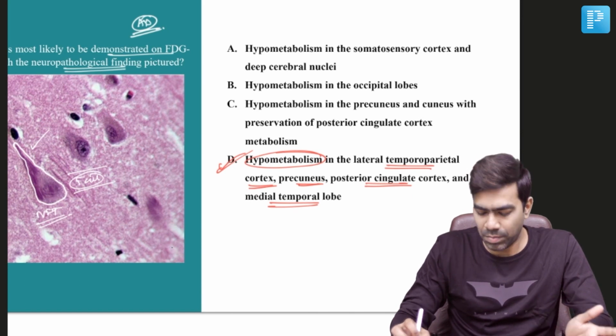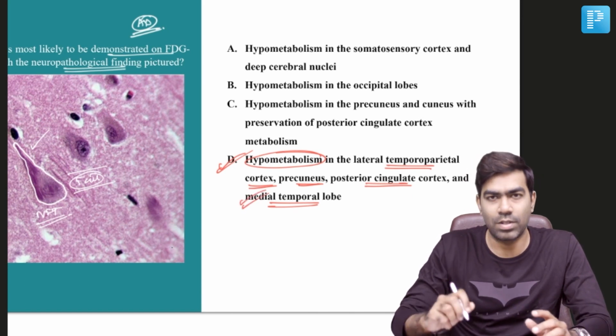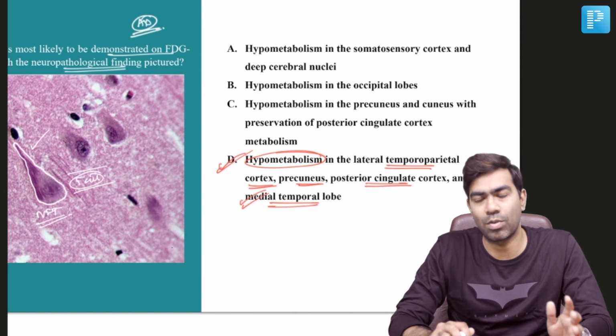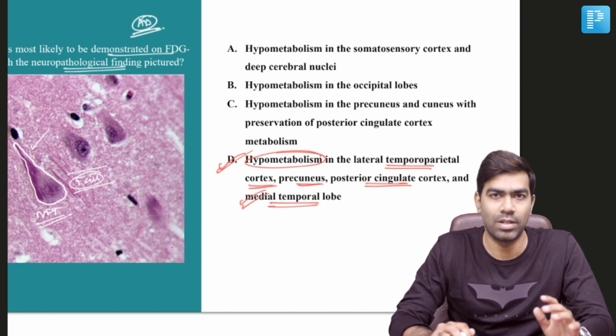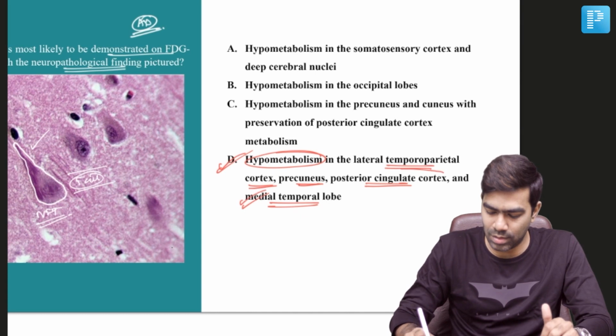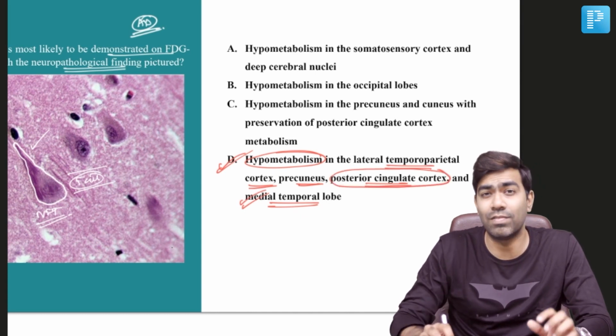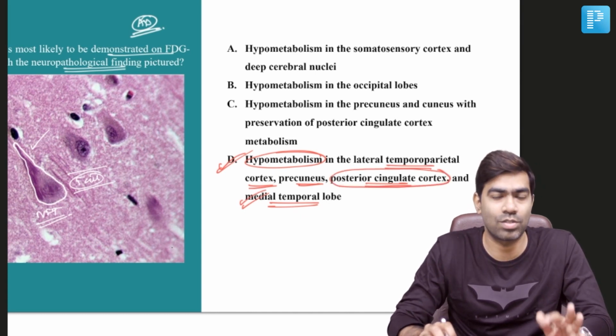And many people know that medial temporal lobe involvement, especially the entorhinal cortex and hippocampal involvement in Alzheimer's disease, is very common. But very few know that involvement of the posterior cingulate cortex is very specific for the diagnosis of Alzheimer's disease.